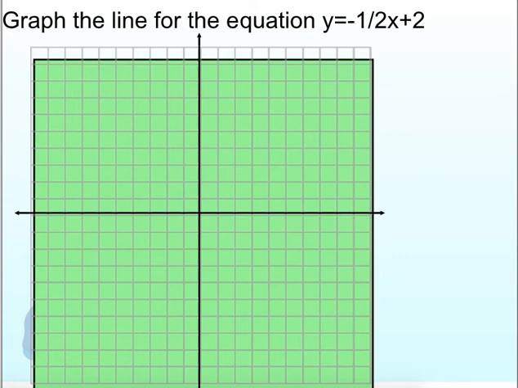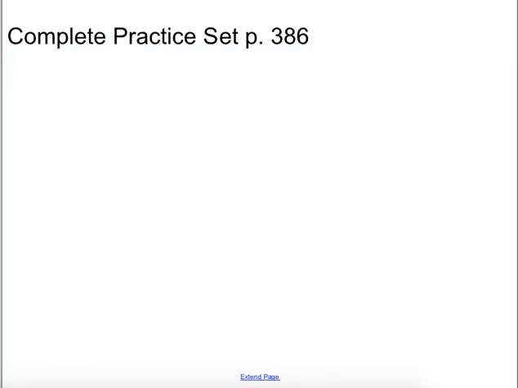Okay, for this next one, we are going to start with our y-intercept of 2, and our slope is -1/2. So we go down 1, right 2, down 1, right 2, and we have our line across the page. So start with your y-intercept and then plot the slope.